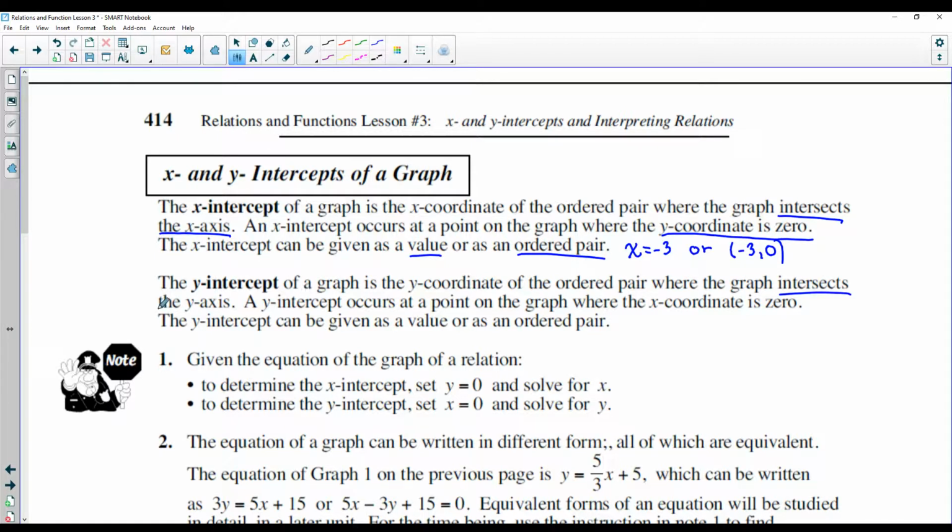The y-intercept of a graph is the y-coordinate of the ordered pair where the graph intersects the y-axis. And a y-intercept occurs at a point on the graph where the x-coordinate is 0. And again, we showed that. All of my y-intercepts had x-coordinates that were 0. And the y-intercept can be given as a value or an ordered pair.